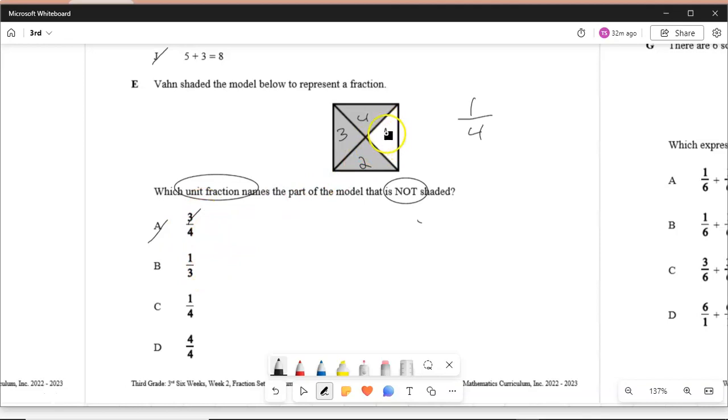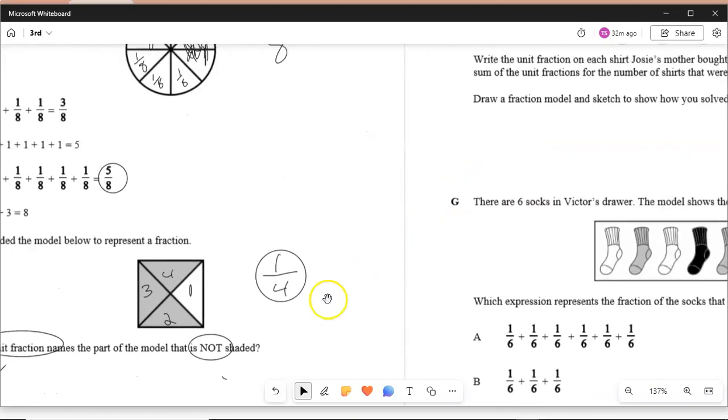1/3 would be if you took the one piece that's not shaded and the three that are shaded. That's probably how they came up with the 1/3. That's not right. 1/4 appears to be right. Put an M there. Now look at the last one. 4/4 is not a unit fraction. It represents all the pieces, and 4/4 is actually an improper fraction. That is not right. C would be the correct answer. Let's go ahead and look at F.